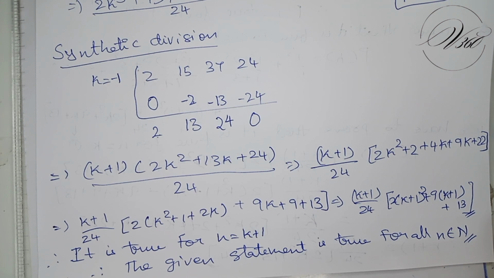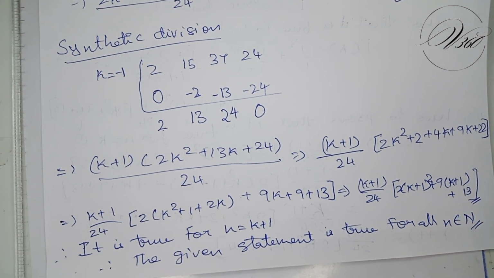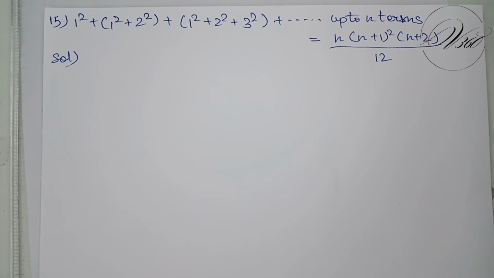Now we are going to do the last one, that is the 15th question. Now we are with the 15th question, that is 1 square plus 1 square plus 2 square plus 1 square plus 2 square plus 3 square plus up to n terms, which is equal to n of n plus 1 whole square of n plus 2 by 12.